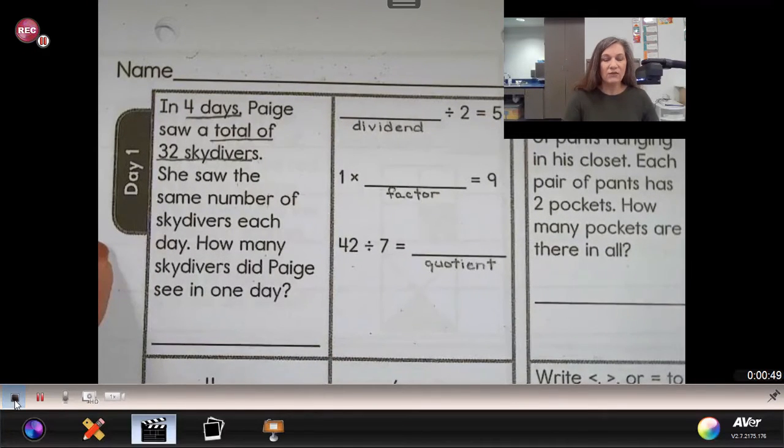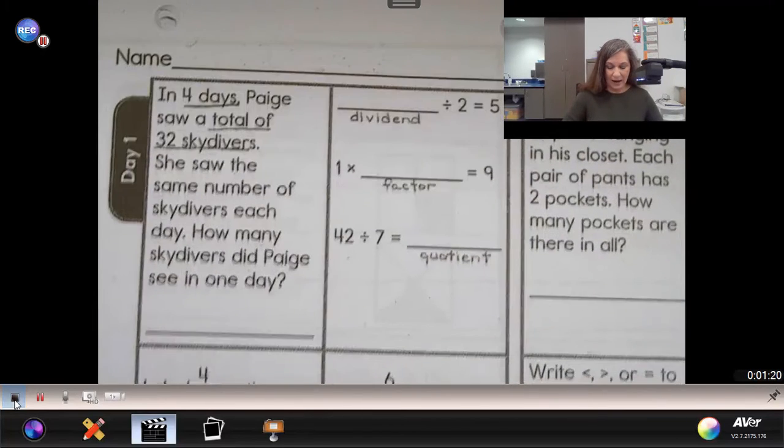So we're looking for the number of skydivers that dove, not over 4 days, but each day. So this tells us that we're going to use division. We're going to take those 32 total skydivers and we're going to break them apart up into the 4 days to see how many there were in just 1 day or each day, if that's the case.